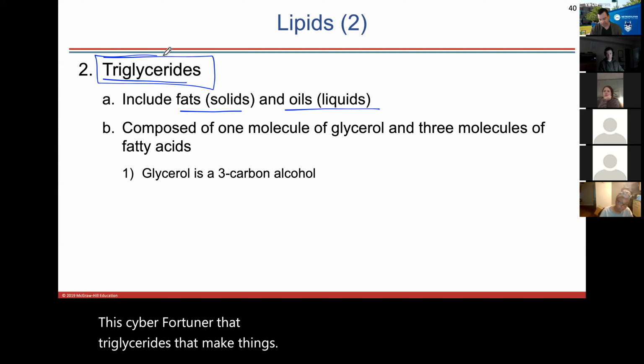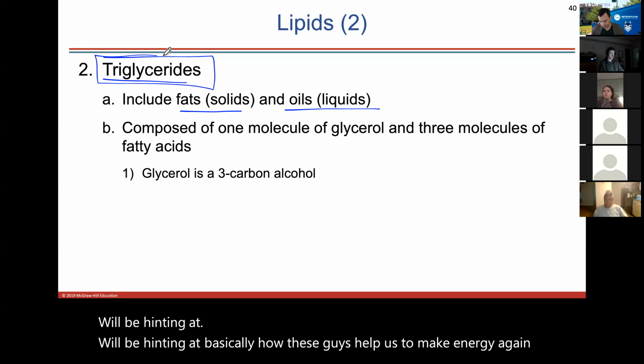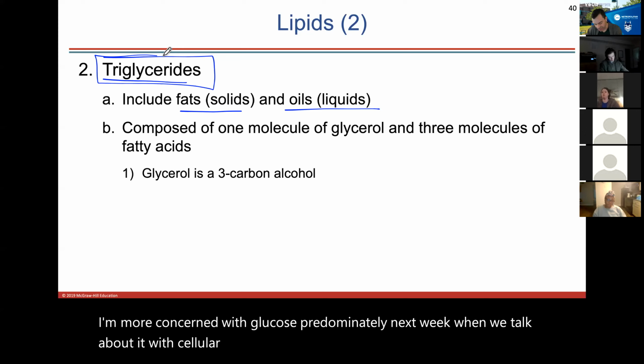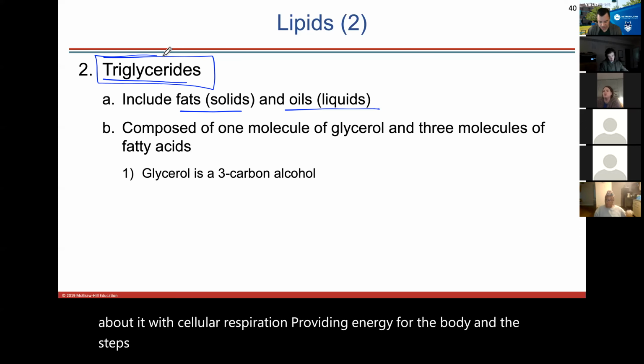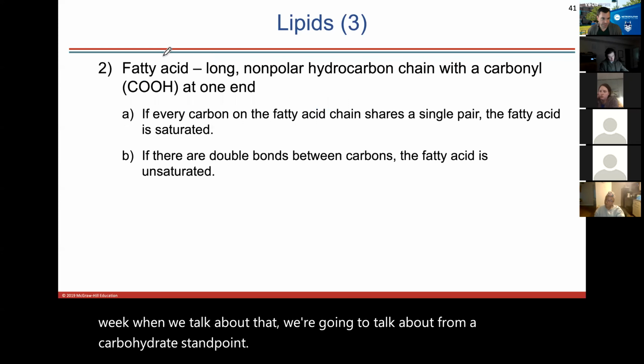We'll be hinting at basically how these guys help us to make energy. Again, I'm more concerned with glucose predominantly next week when we talk about cellular respiration, providing energy for the body and the steps, glycolysis, transition, Krebs, electron transport, all that next week. We're going to be talking about it from a carbohydrate standpoint. But fats do it as well.